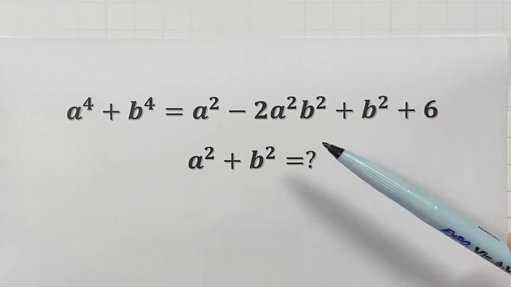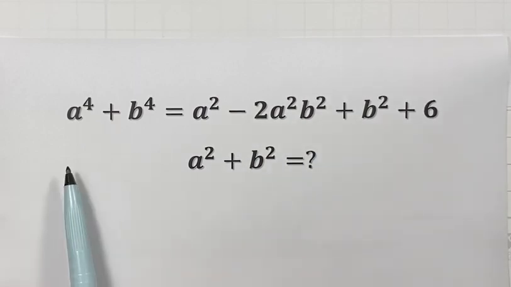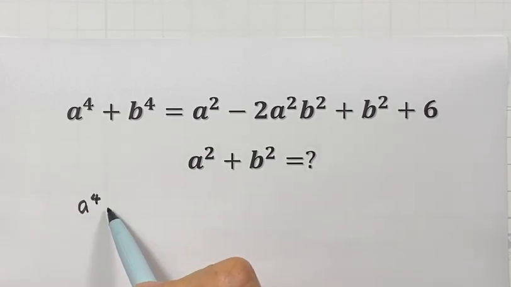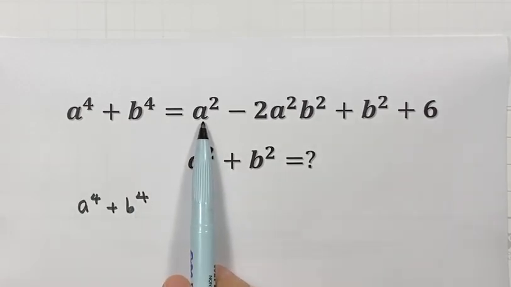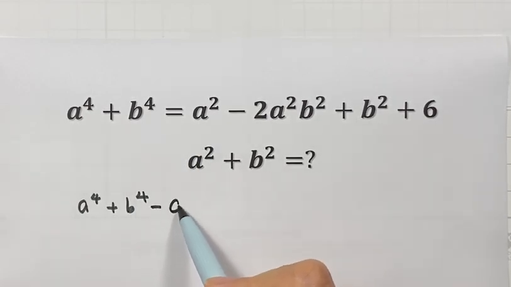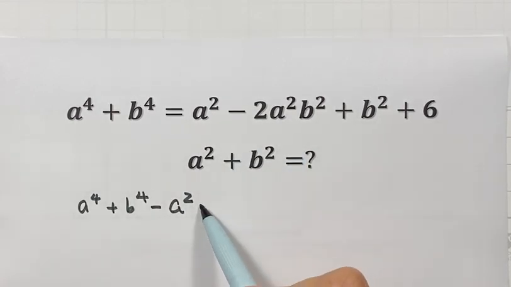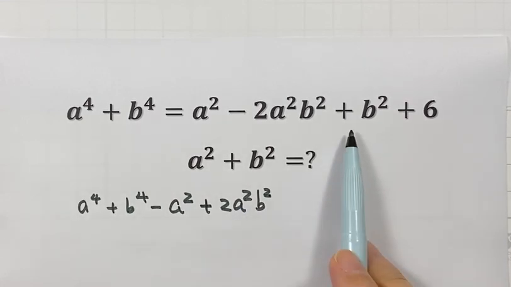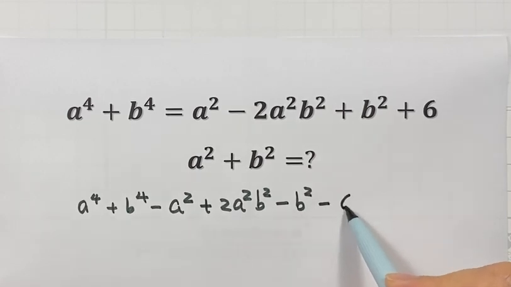First, we are going to move all the terms from the right to the left. So first, copy these two terms. Just copy a to the fourth plus b to the fourth. Then both sides minus a squared. Both sides plus 2a squared b squared. Then both sides minus b squared, then minus 6 equal 0.